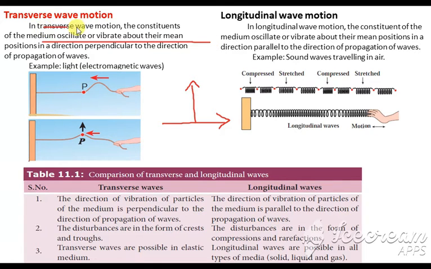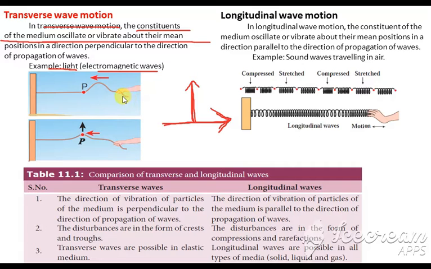Okay, so in transverse wave motion, the constituents of the medium oscillate or vibrate about their mean position in a direction which is perpendicular to the direction of propagation of the wave. Suppose this is the direction of propagation of the wave, then the wave will vibrate in the perpendicular direction. For example, we can have light, which consists of electromagnetic waves.